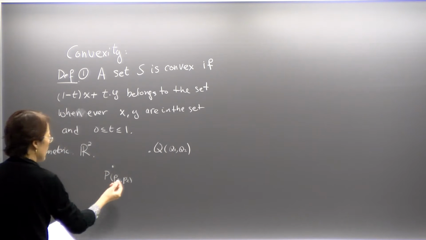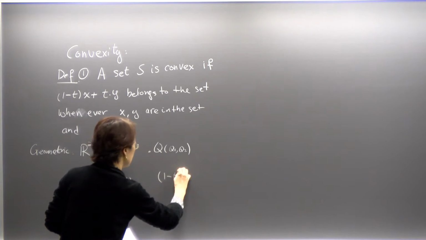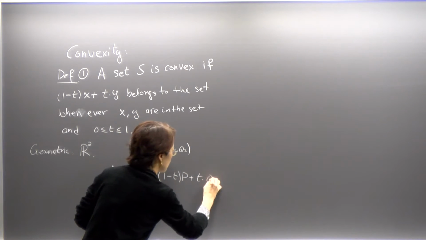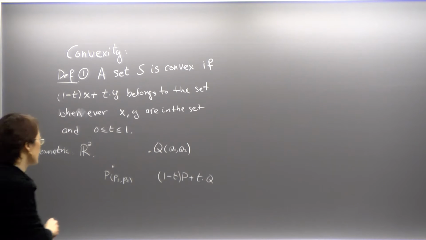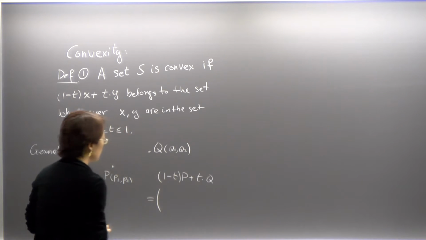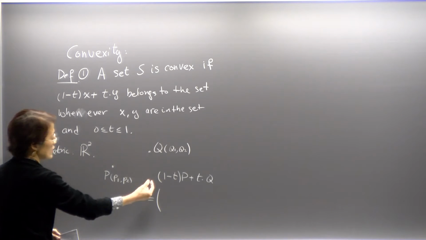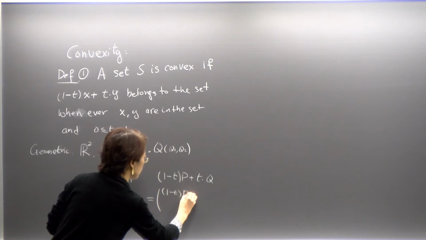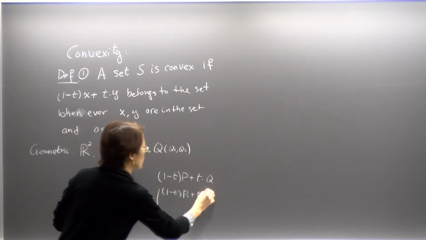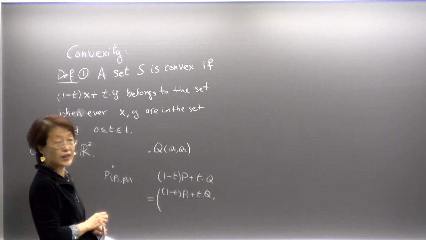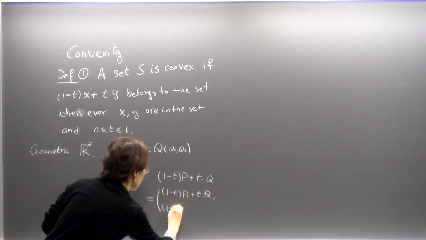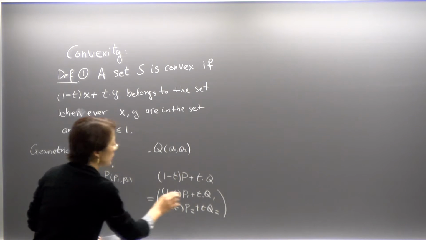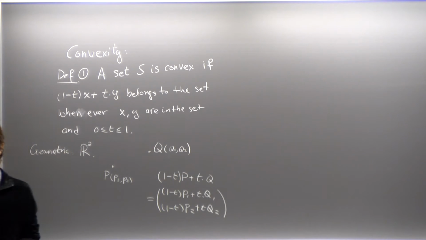What will this combination be? 1 minus t times p plus t times q. If I write out its coordinates, you just make this combination element-wise. So I have 1 minus t times the x coordinate of p plus t times the x coordinate of q. That will be the x coordinate of that new point, right? And the y is the same: (1 minus t) p2 plus t q2. So that will be the coordinate of that point for a given t.